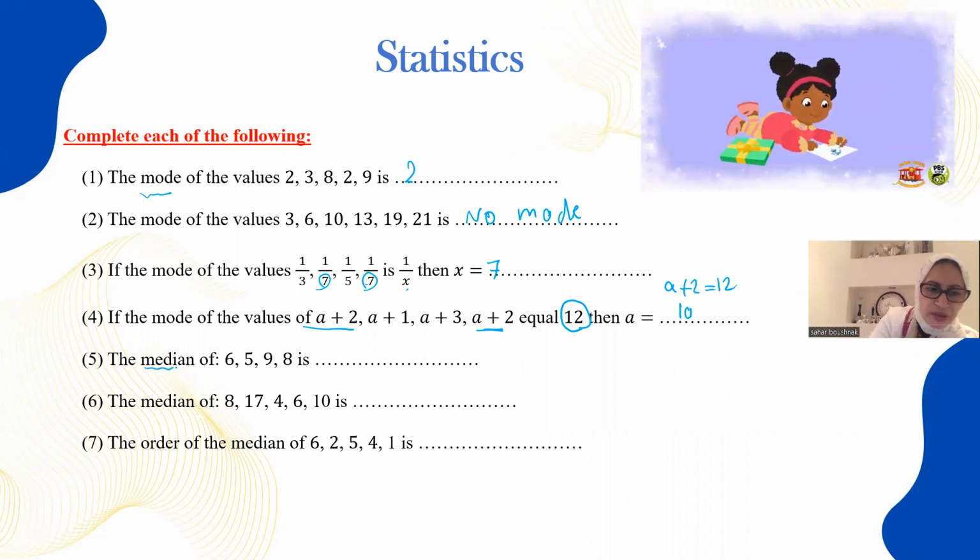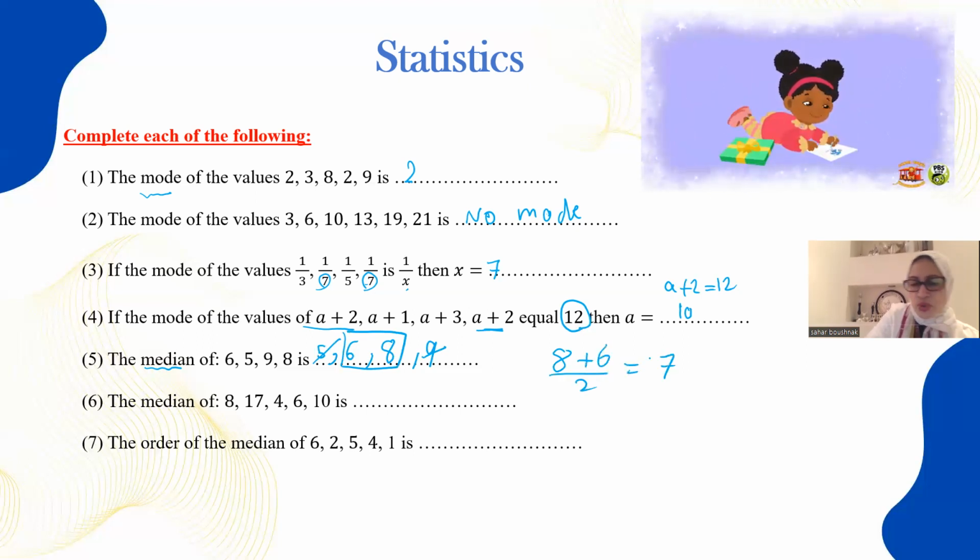Median. To get the median, I must put the numbers in order, ascending or descending, then find which number is in the middle. 5, 6, 8, then 9. I will cancel one from the beginning and one from the end. Then I still have the 2 in the middle. Then I will do 8 plus 6 divided by 2. I will get 7. So the median is 7.